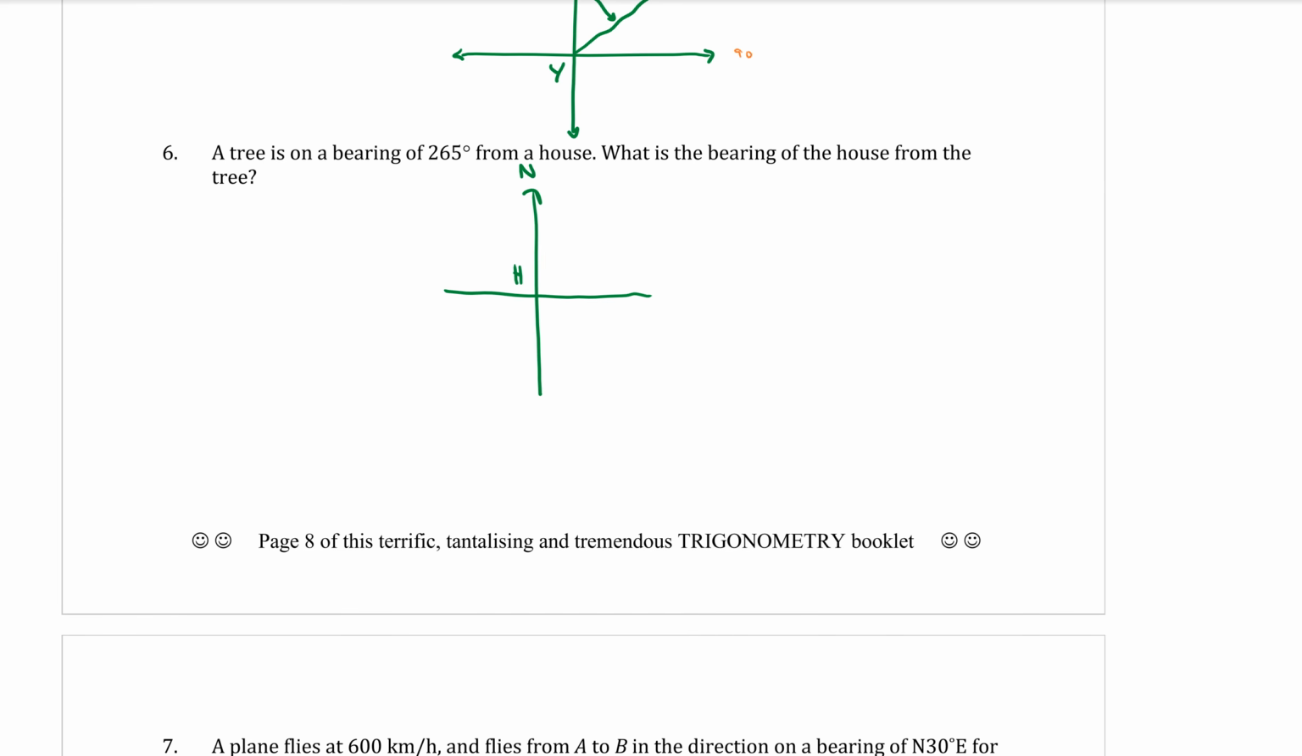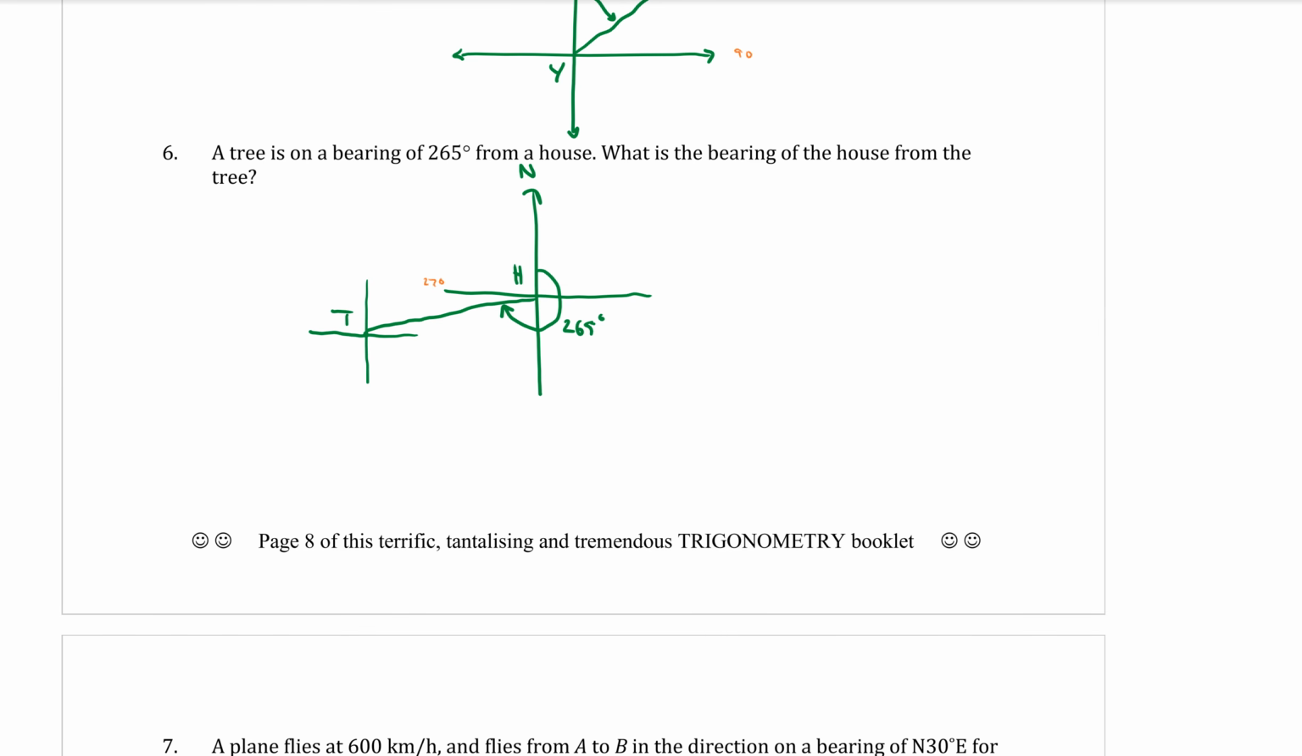Now, 265 is very close to 270. Remember, this one here is my 270 line. It's going to be just slightly below that. So down there. I'm going to make that a little bit longer. So round, draw the arc in. That is 265 degrees. So I'm at the house, I'm looking at the tree on a bearing of 265 degrees. So over here is my tree. Now I need to draw a second compass here at the T for tree because the question is asking what is the bearing of the house from the tree.